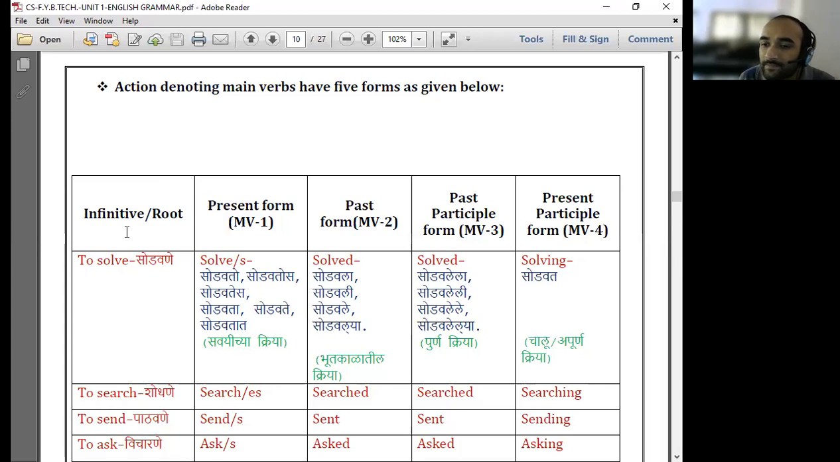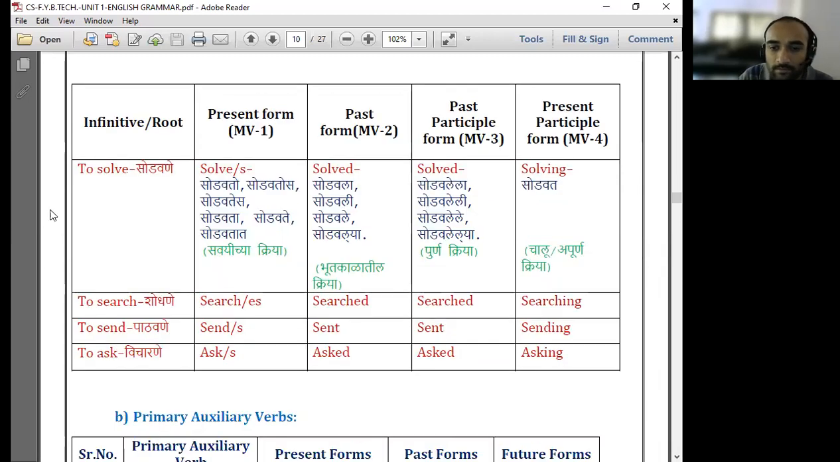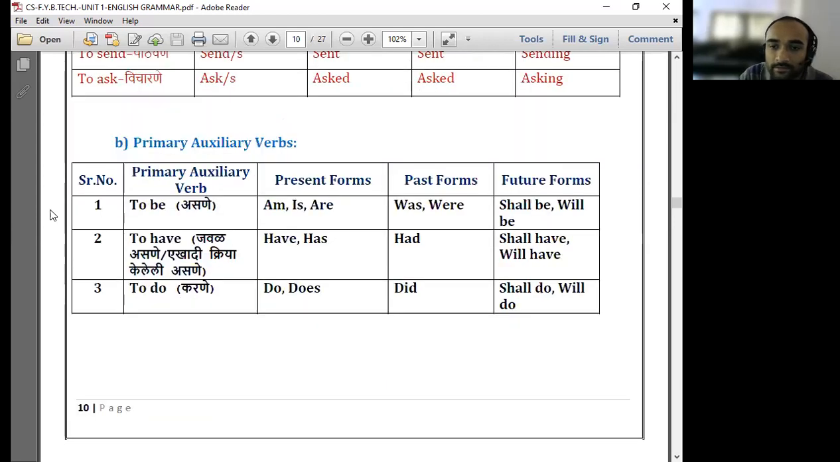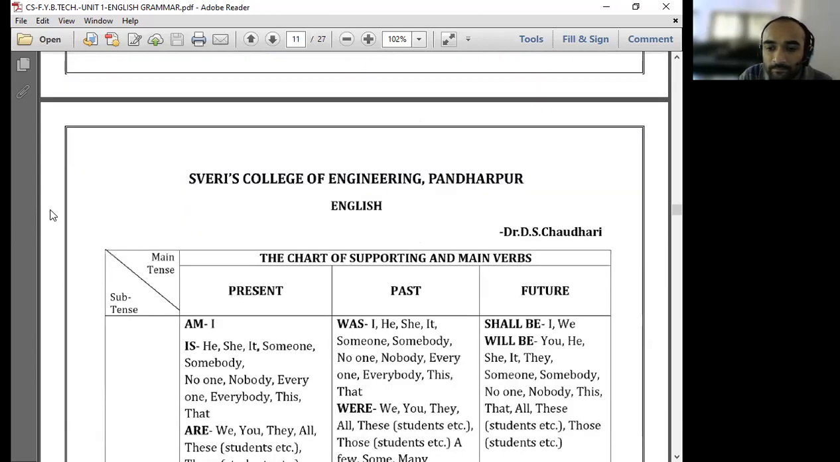And in the present participle form we use the ing form of the verb. Okay, is it understood? हे समजलं ना सगळ्यांना? Yes, sir. Okay.